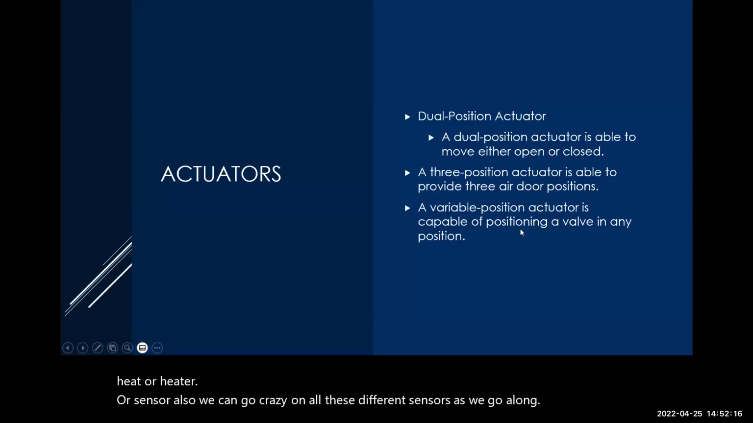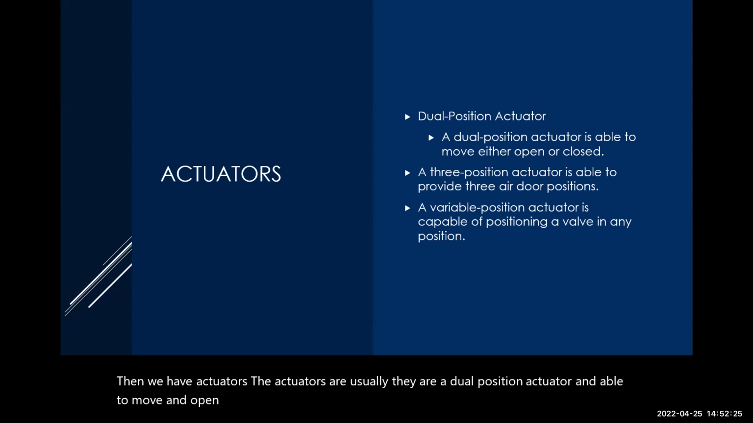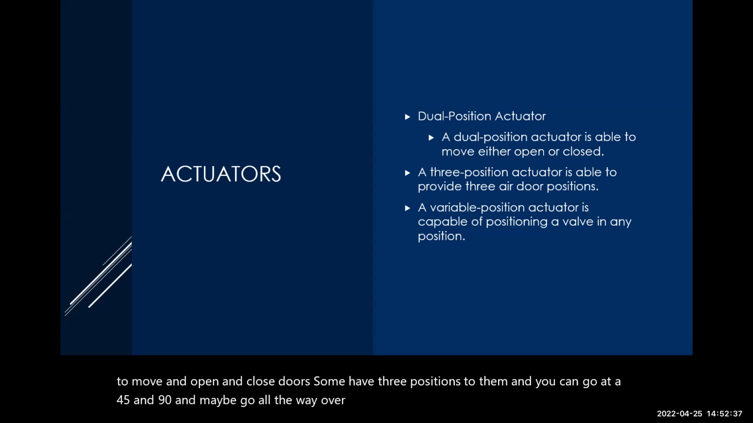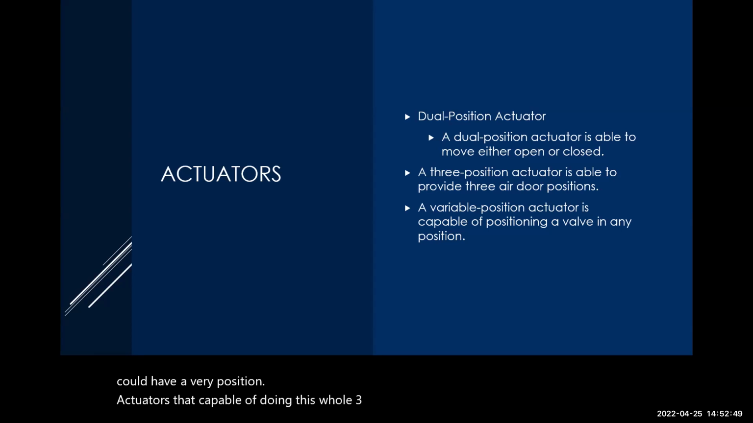Then we have actuators. The actuators are usually a dual position actuator, able to move and open and close doors. Some have 3 positions to them, and you can go like at a 45, a 90, and maybe go all the way over to another degree, maybe 135-ish. And then we can have variable position actuators that are capable of doing this whole 360 type of situation.